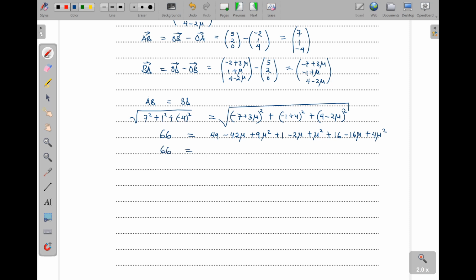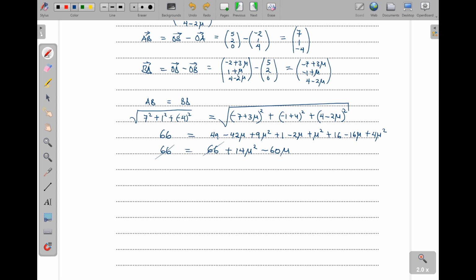Then this side, we have 49 plus 1 plus 16. It's also 66, so that 66 will cancel. Then this is 9 mu squared plus 1 mu squared, that will be 10 mu squared, then plus the 4, that will be 14 mu squared. And then after that, this is minus 42 minus 2, that is minus 44. Then minus 16, that is 44 plus 16, that is 60. So minus 60 of mu.